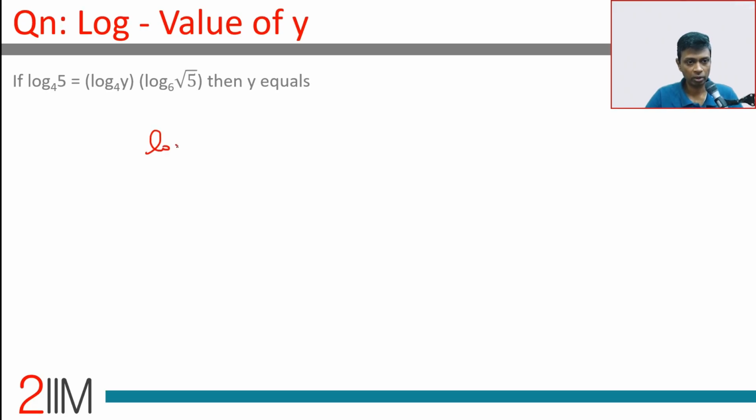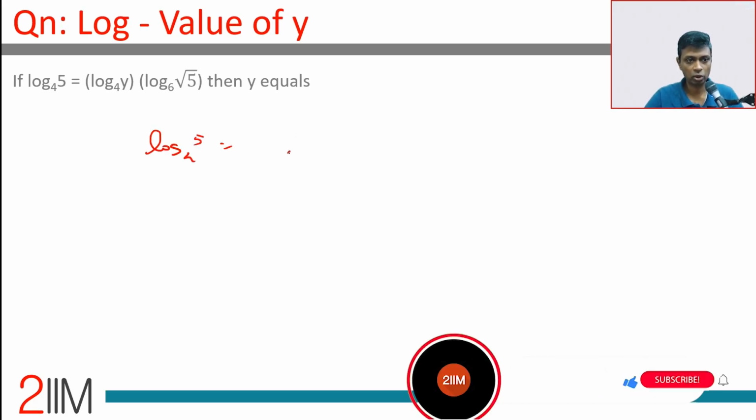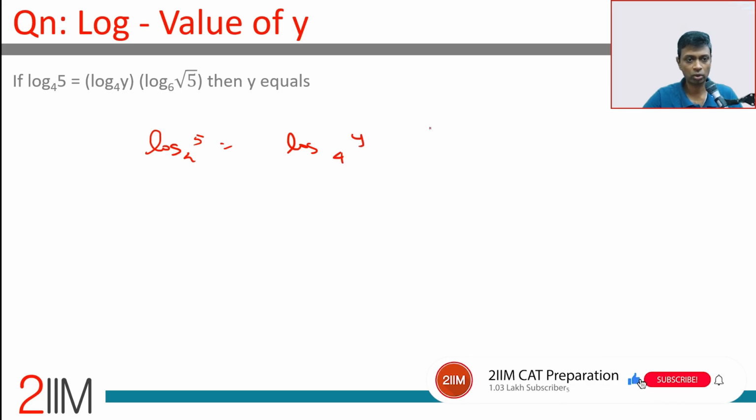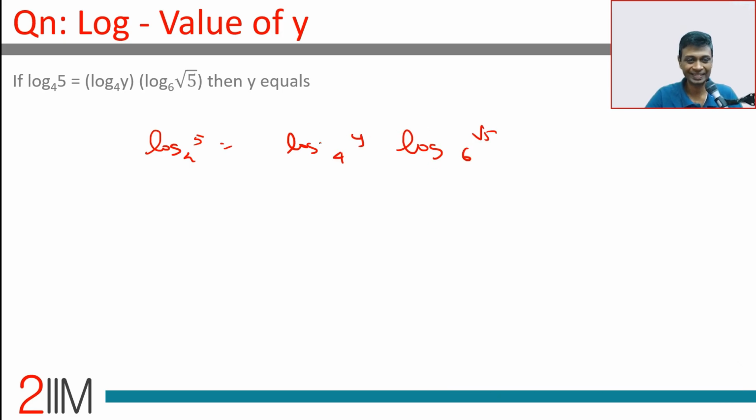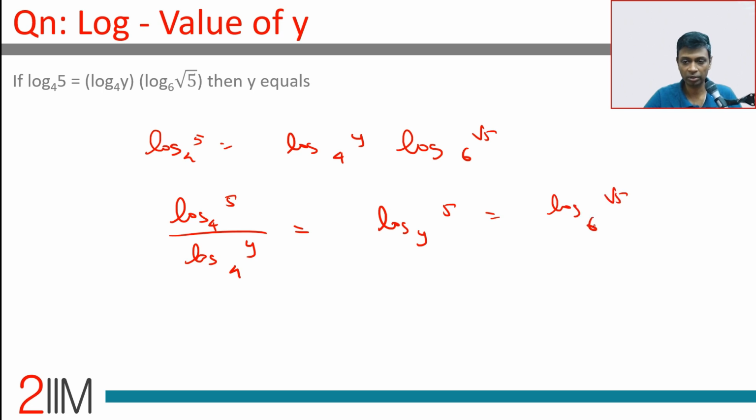Log 5 to the base 4 equals log y to the base 4 times log root 5 to the base 6. Take this side, we are through. Log 5 to the base 4 by log y to the base 4. This is nothing but log 5 to the base y. This is log root 5 to the base 6. Let's call this as k. 6 power k is root 5. Y power k is 5.